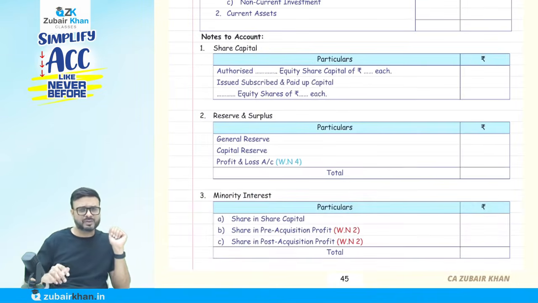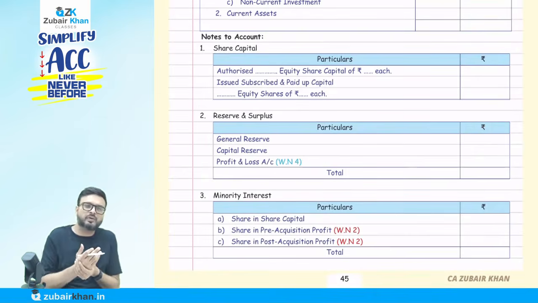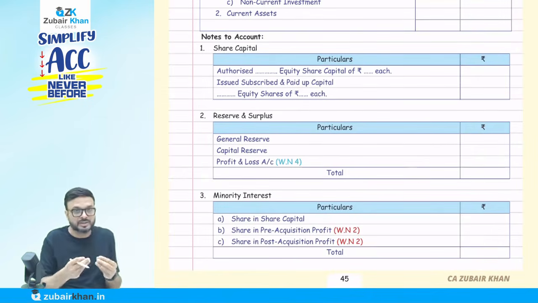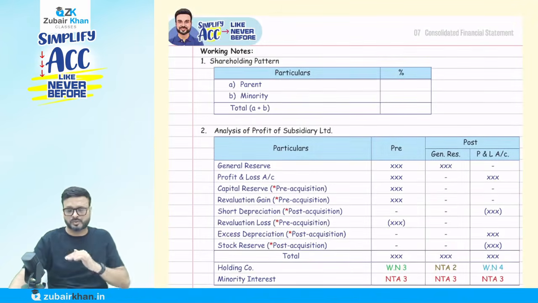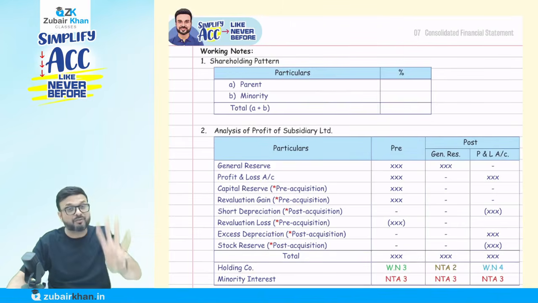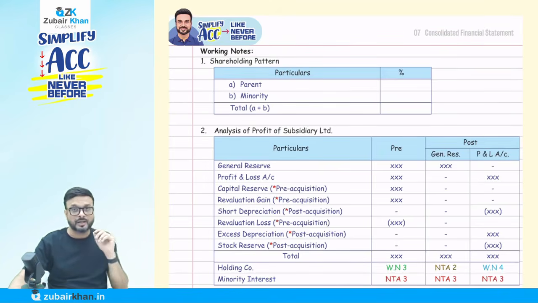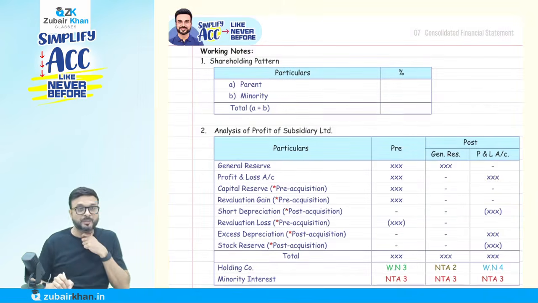If you want PPE also, very simple PPE. These four are mandatory. Apart from these four, if you want, you can make more. There is no restriction there. Okay. Now I am coming to working notes, not notes to account. You have to prepare these four working notes. You have to prepare them mandatorily, in the way I am telling you, exactly like that. Now your first working note will be on the shareholding pattern. You know why this shareholding pattern is important?